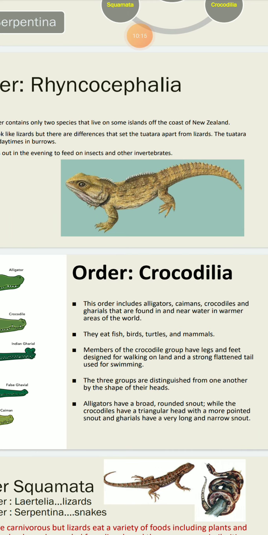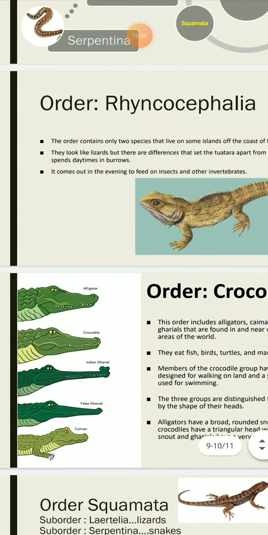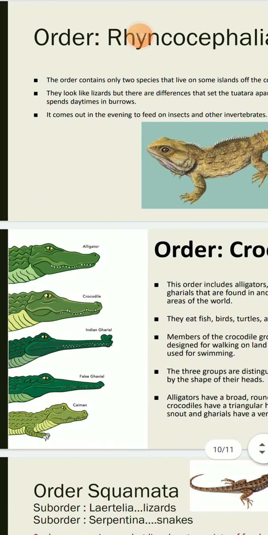They are carnivores. Members of the crocodile group have legs and feet designed for walking on land and a strong flattened tail used for swimming. So the tail is the swimming organ. The three groups are distinguished from one another by the shape of their heads. So if you look at the pictures here, alligator and crocodile almost look alike, but in the crocodile, the teeth come out from the lower jaw and upper jaw. Sorry, from the lower jaw. Whereas in the alligator, they do not project upward.